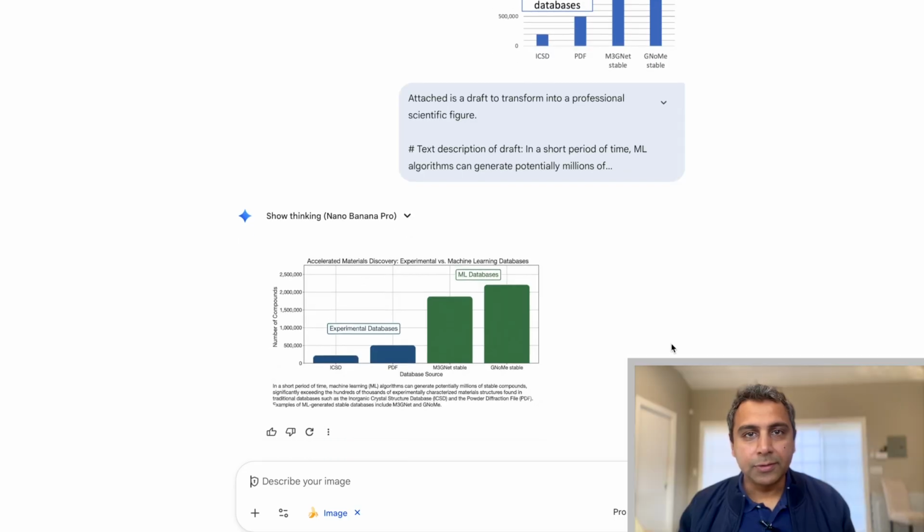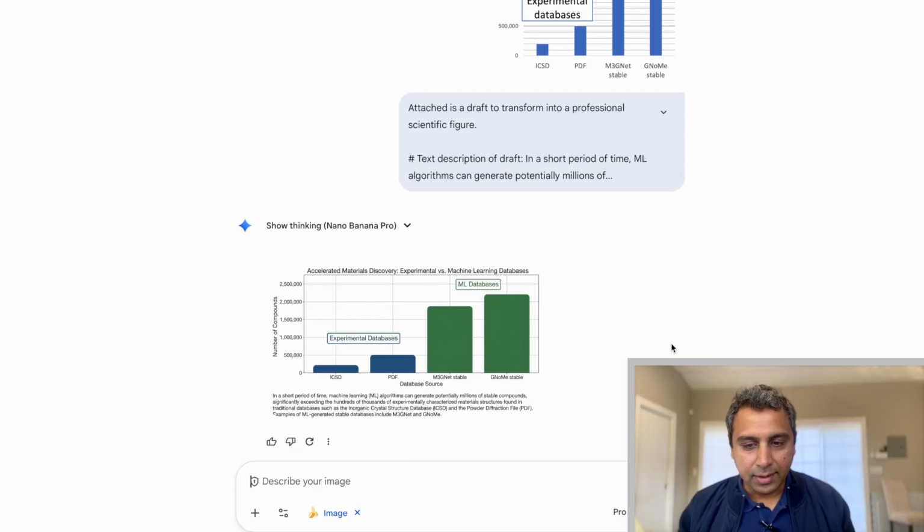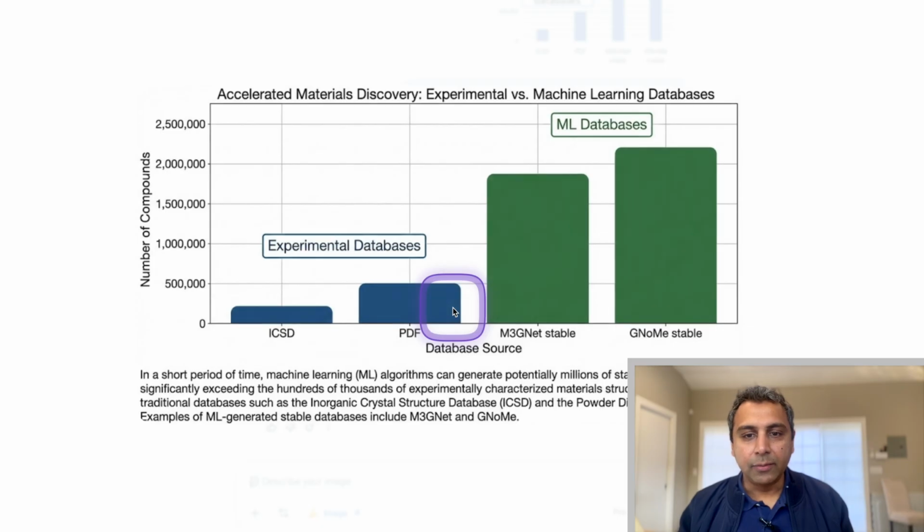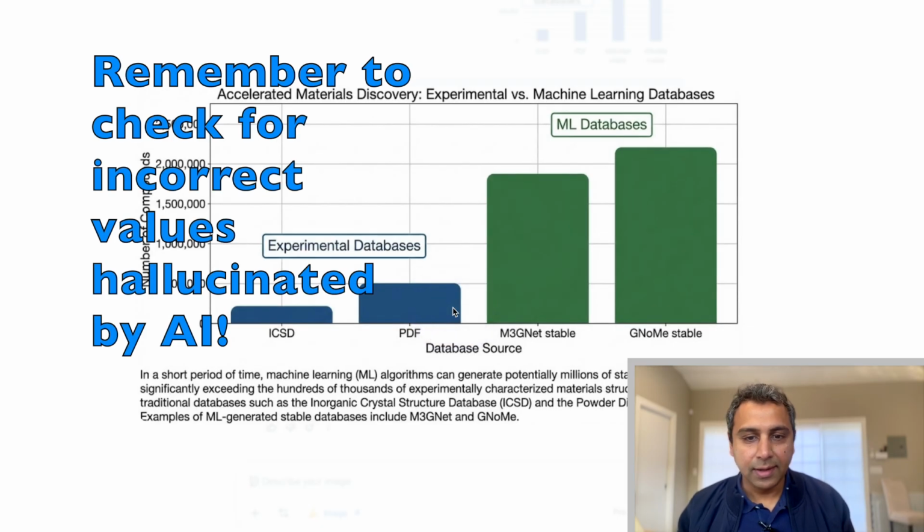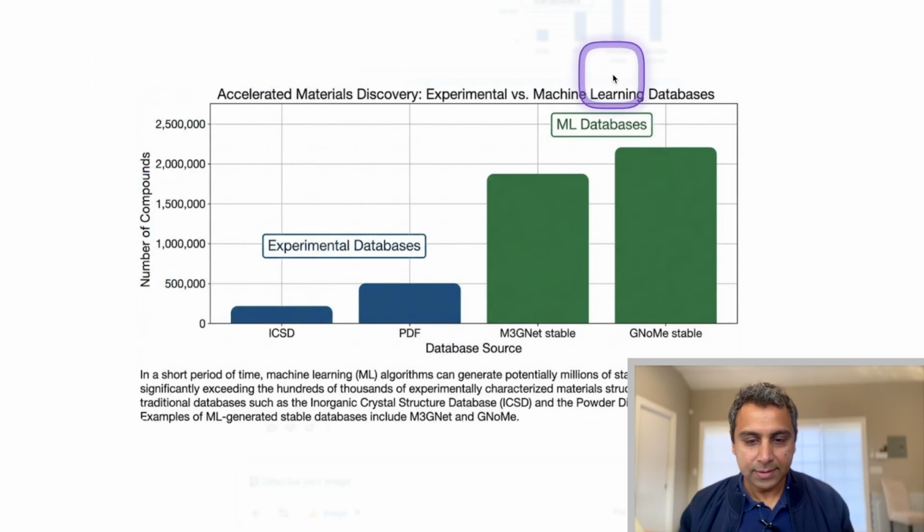All right, so we're finished, and this is what we get. We get a completed figure, and we can see that it's done certain things differently. Certainly it's added a title and some text that you can crop out. But I like that it's done certain things with the figure. For example, it used different colors for the experimental databases versus the machine learning databases. It just makes it visually a little bit clearer.